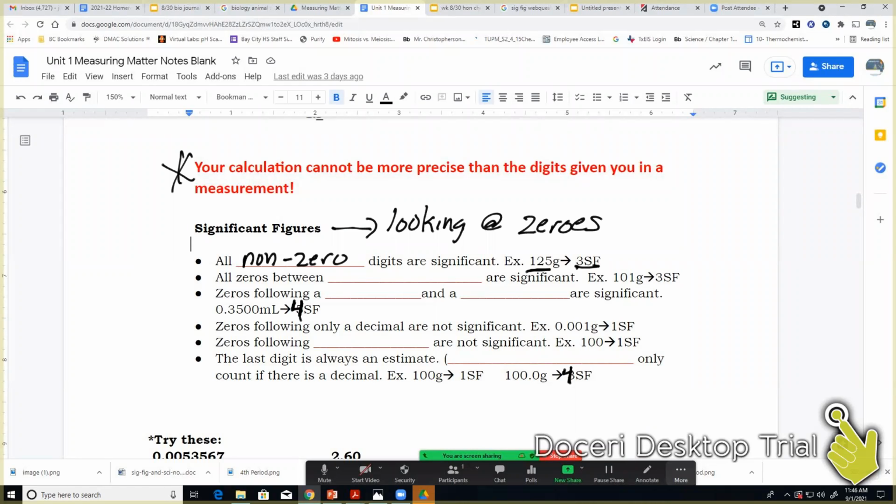So if I have 325,111, no zeros. That's the easy one. That's going to be 6 sig figs.